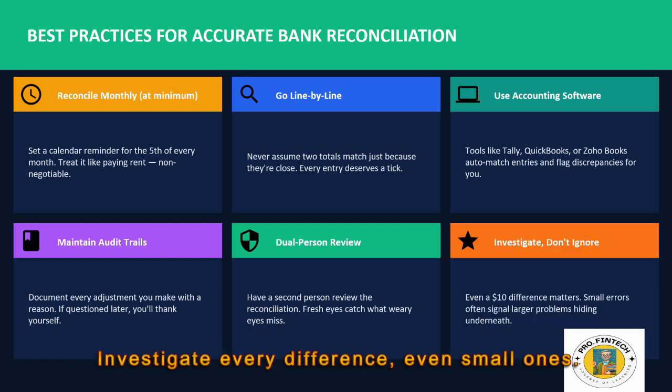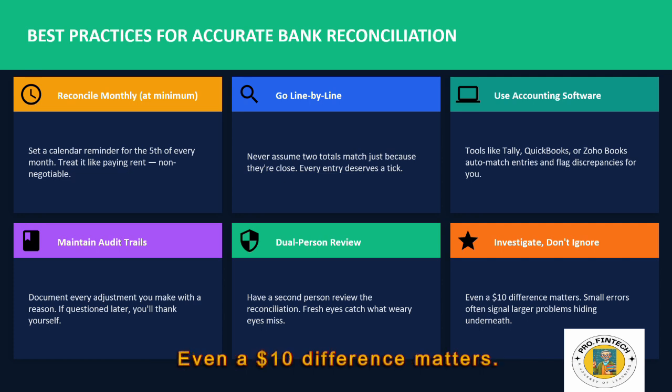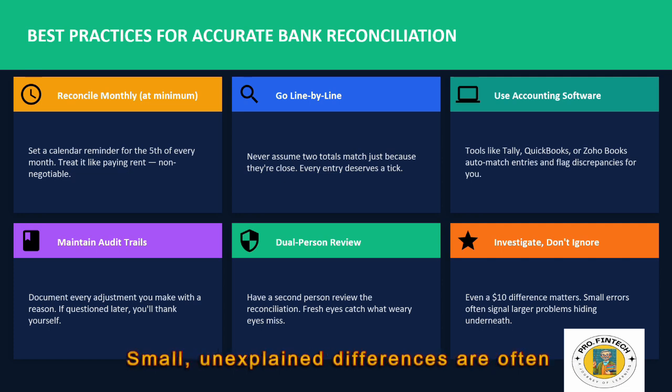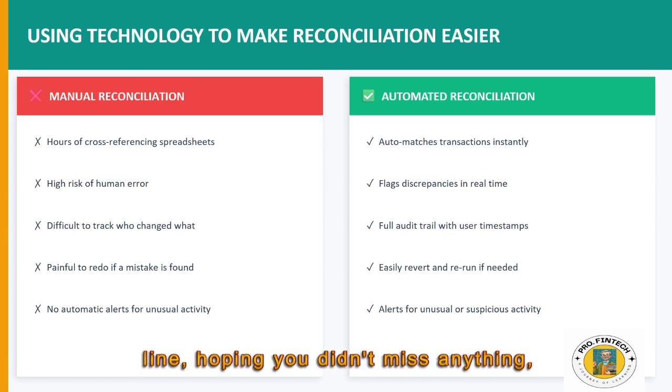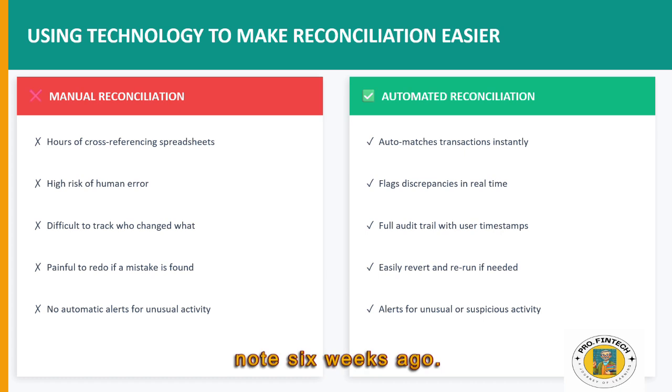6. Investigate every difference, even small ones. Even a $10 difference matters. Small unexplained differences are often symptoms of larger problems hiding just underneath the surface. Let's be honest, manual reconciliation is painful. Cross-referencing a spreadsheet line by line, hoping you didn't miss anything, trying to remember why you made a note 6 weeks ago. Technology changes all of this.